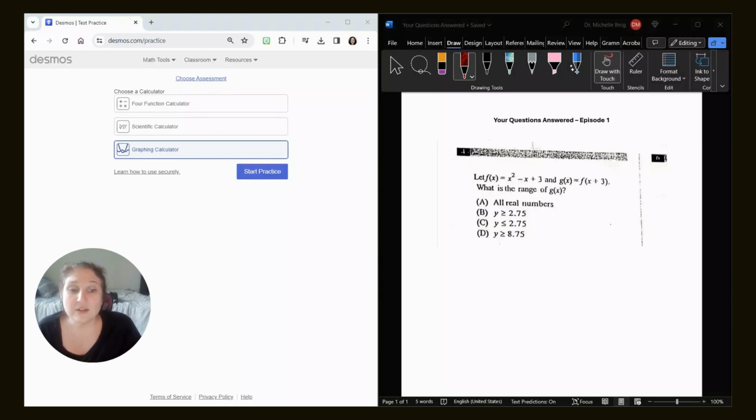Let f of x equal x squared minus x plus 3 and g of x equal f of x plus 3. What is the range of g of x? So we've got two things going on. We're learning how to do composite functions like f of g of x, and then we're testing, do we know the difference between domain and range?